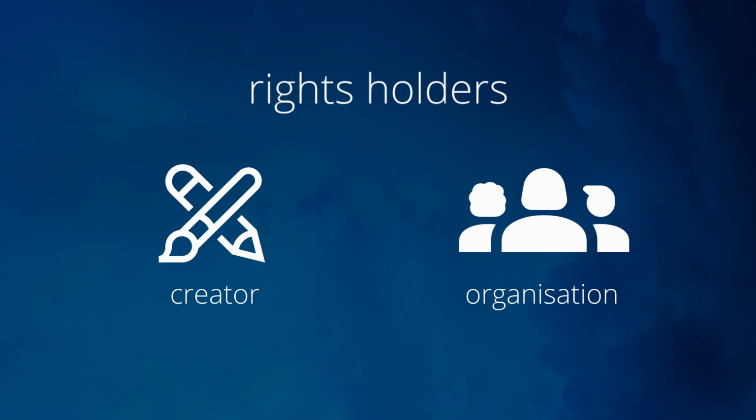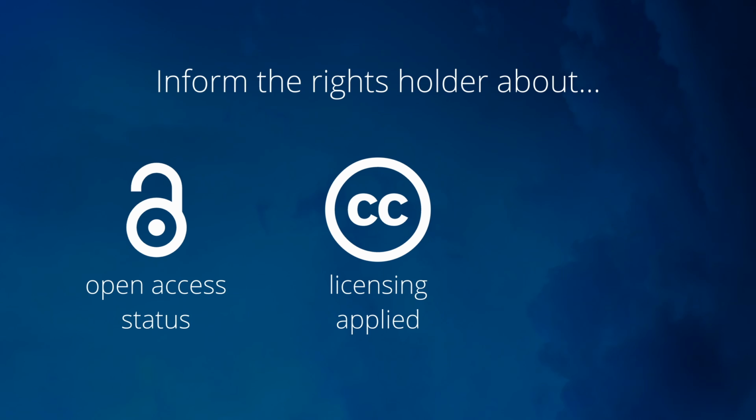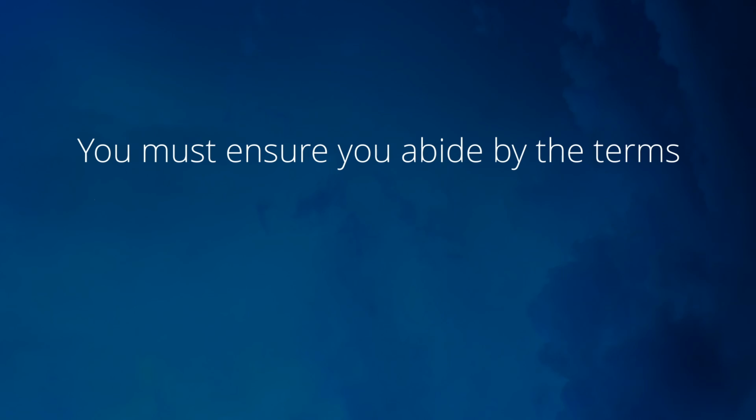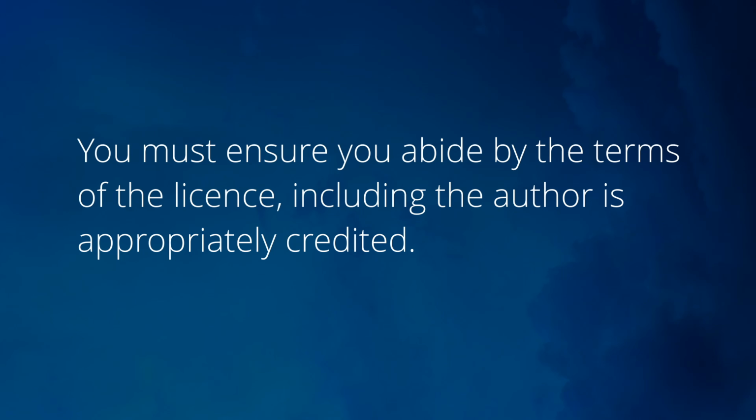When requesting permission, you should inform the rights holder about your research's open access status, as well as the license that will be applied. You may be able to agree on a different license that will apply only to the material. If the rights holder has already released the material you want to use under a Creative Commons license, or if the work is in the public domain, you may not need to request permission to reuse it, but you must ensure you abide by the terms of the license, including that the author is appropriately credited.